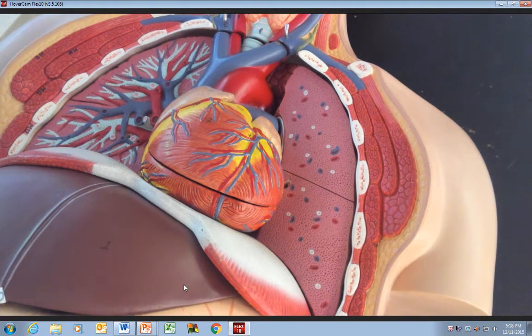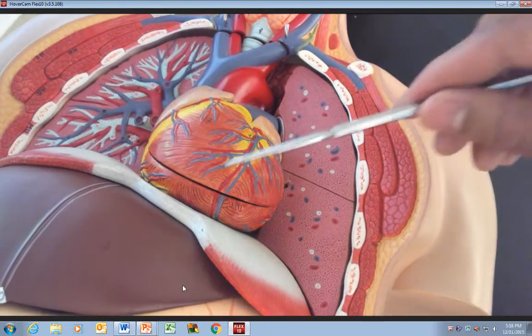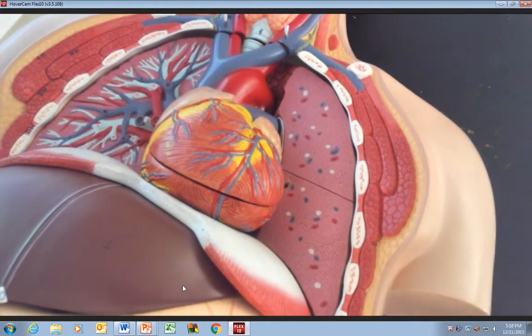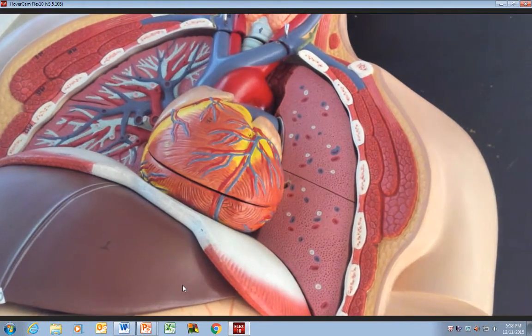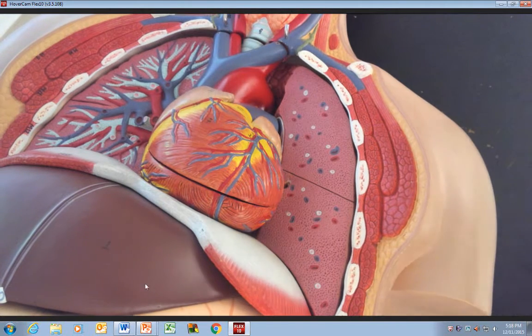So let's take a look at this torso model. And let's identify some parts of the heart and what's called the coronary circulation.